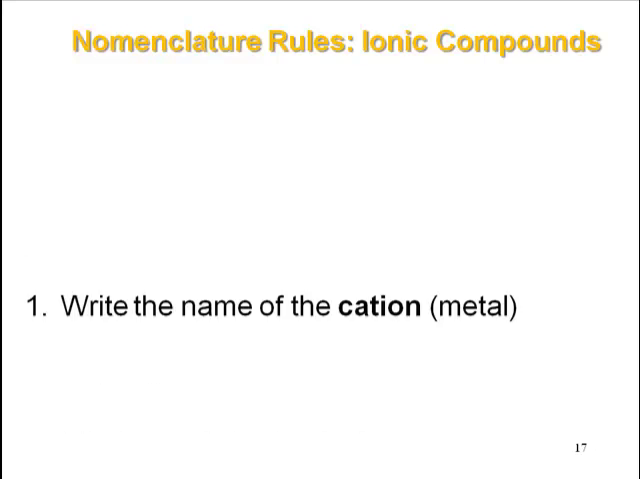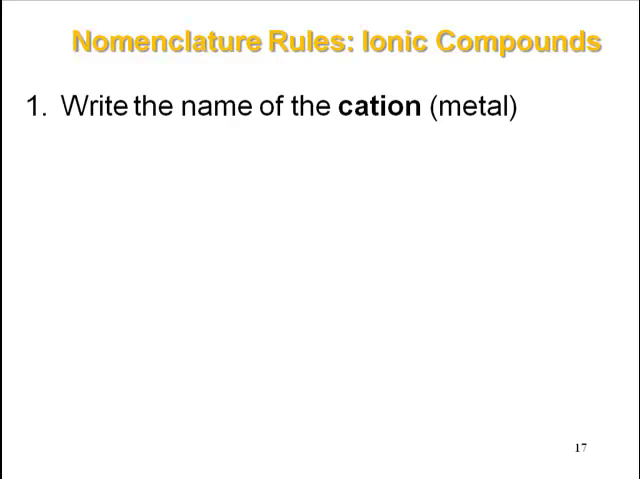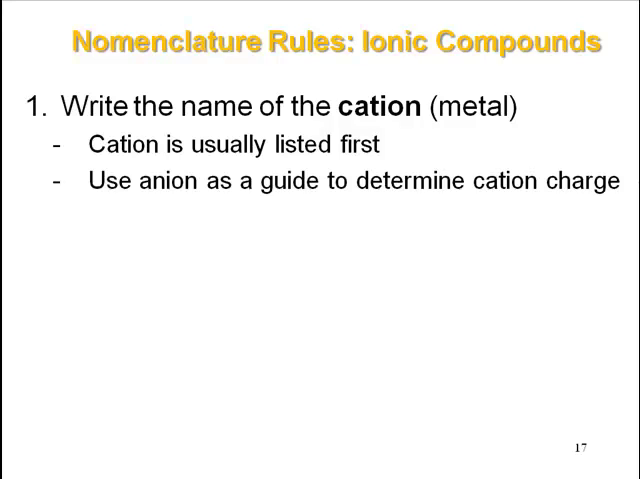The rules for naming ionic compounds. First, you want to write the name of the cation, the metal. The cation is usually listed first in an ionic compound. Then you want to use the anion as a guide to determine the cation charge. Now, cations, what's the charge on a cation? What about anion? Negative. So, you're going to be using the anion, or the negatively charged ion, to determine what the positive charge is on the cation when you have a formula. You're trying to determine its components.